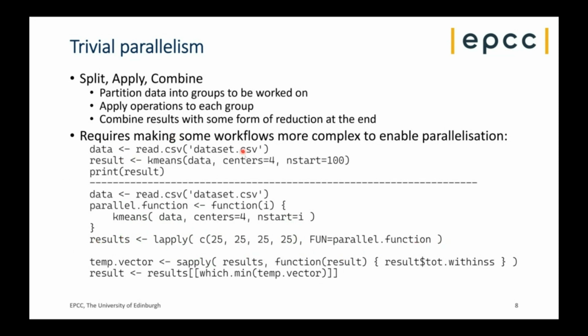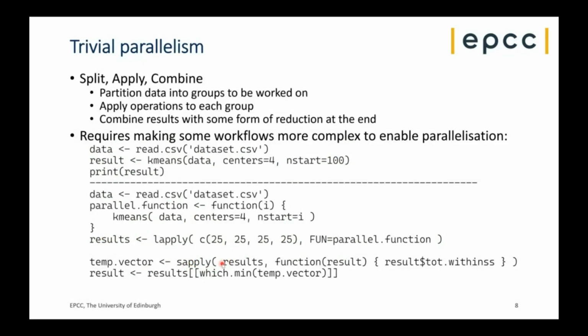So I read my data in. This is like the serial version of it here at the top. Read my data in, run the k-means on that data, print the result. Here instead, I read my data in, define what k-means I want to run on, and then say I want to do 4 blocks of 25 instead of doing one block of 100. Call that 4 times, and then at the end, I pull the data back from this result.